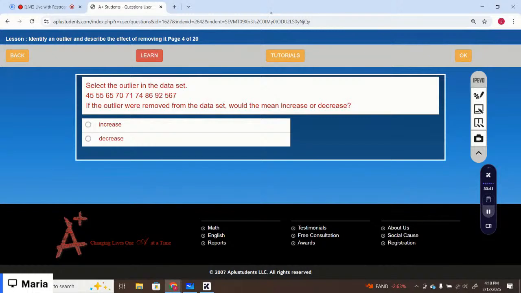Select the outlier in the dataset. If the outlier were removed from the dataset, would the mean increase or decrease? So, which is the correct option? That is 567. So, the mean is decreased because 567 is the greatest number among the others. So, if we remove 567, it would be decreased.